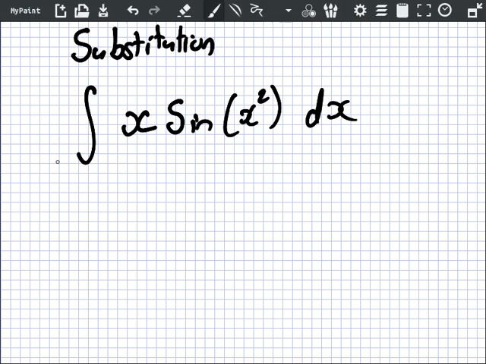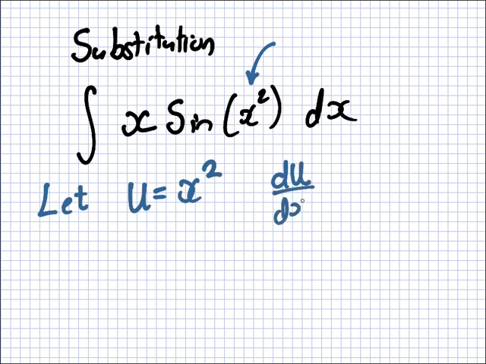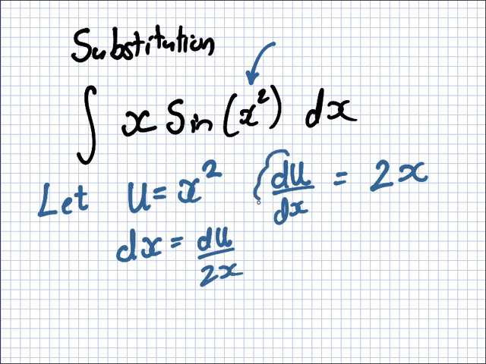Well, the trick here is you use a substitution. So what you do is you say let u equal, and the choice is not always clear, but it's usually what's on the inside. So in that case, it'd be x squared. Then you calculate du dx. So if u equals x squared, du dx would equal 2x. So then if I rearrange this, dx is du over 2x.